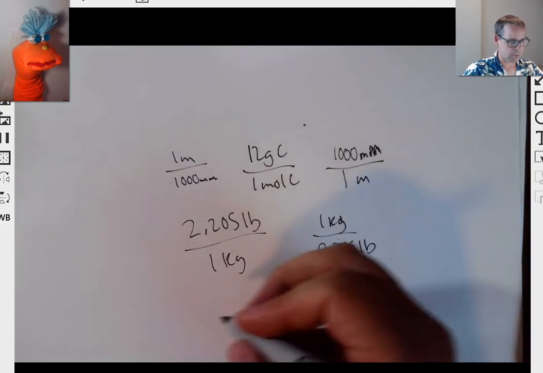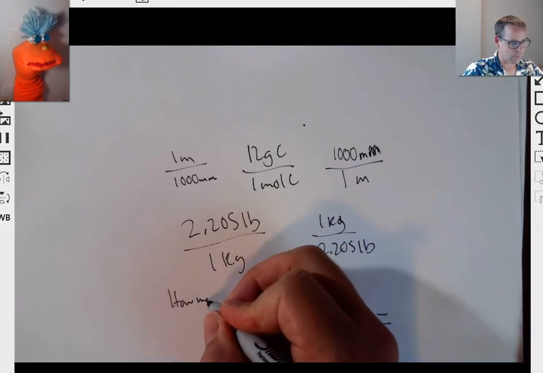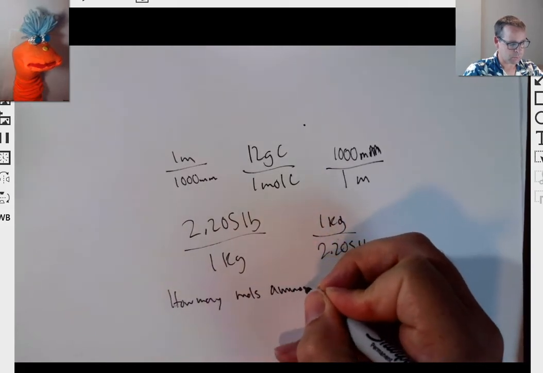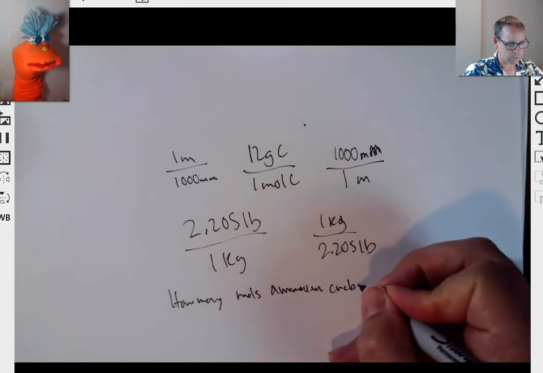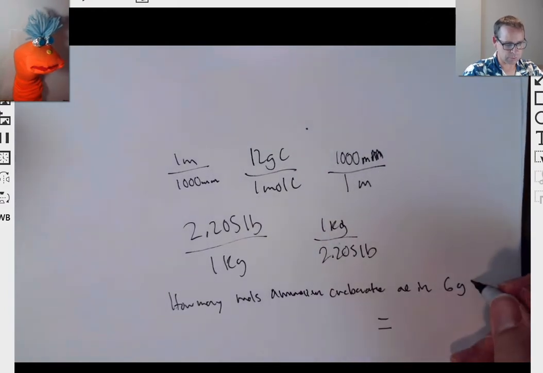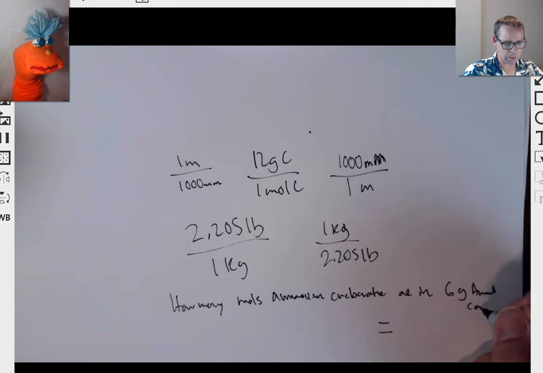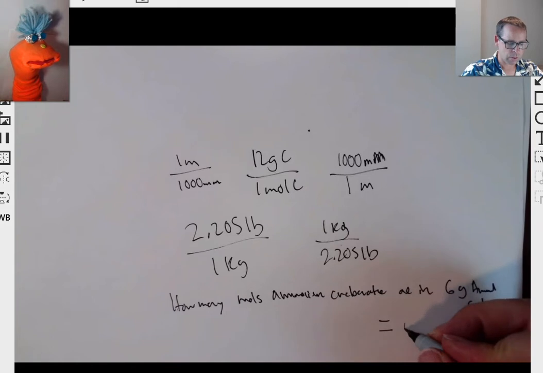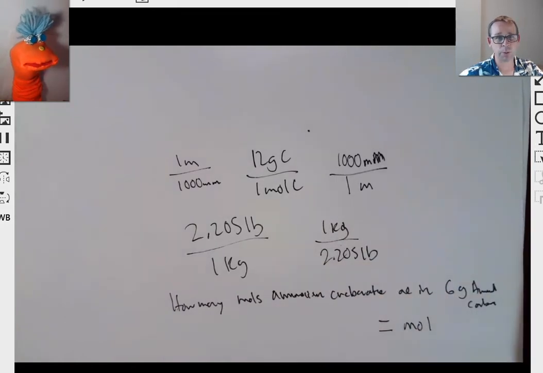For example, if I had a question like, how many moles of ammonium carbonate are in 6 grams of ammonium carbonate? Okay, do you remember how to do this one? Not quite. So you put the moles of ammonium carbonate to the right of the equal sign? That's right. We always put the units that we're after over here. So that's moles of. Now, do you remember the chemical formula for ammonium carbonate? No, I'd have to look it up.